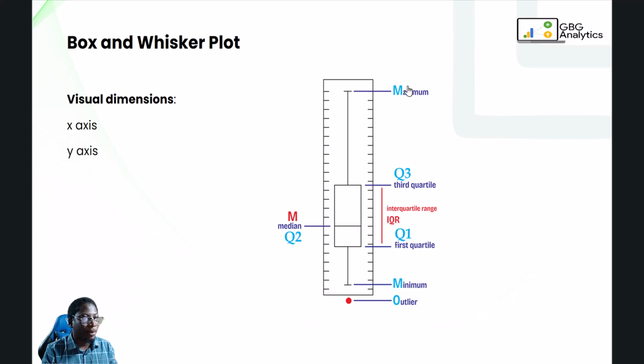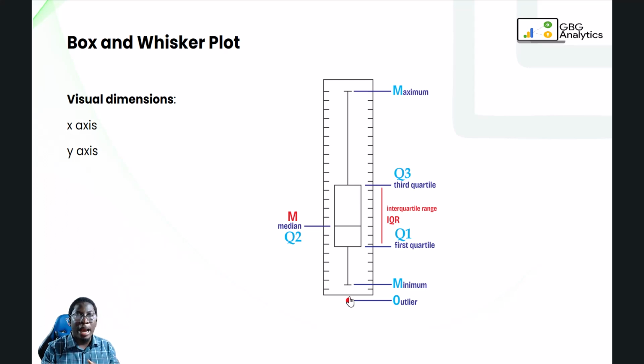Then we have the maximum. The maximum will be at this whisker. Then we now have the outliers. The outliers can be above the maximum or below the minimum. For example, here is an outlier, which is below the minimum.